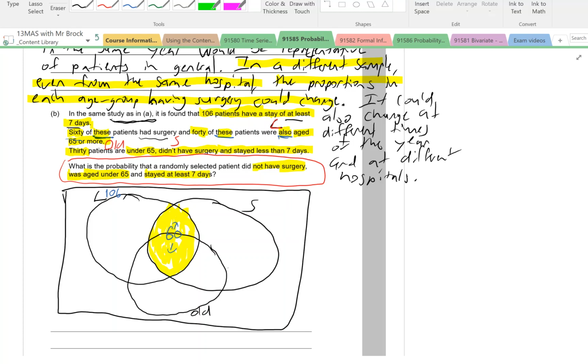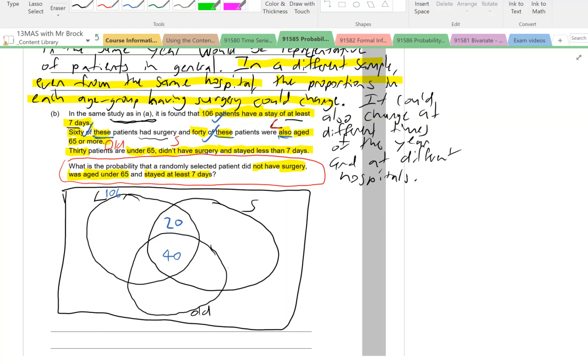Okay, 40 of these patients were also age 65 or more. So what does that mean? It means of those 60 patients, there were 40 age 65 or more. So that's going to go in here, the old circle. So that's actually the overlap of all three circles, isn't it? Okay, so ticking off the information we've ticked off that, and that. Now, 30 patients are under 65 and didn't have surgery and stayed less than 7 days. So where's that, do you think?